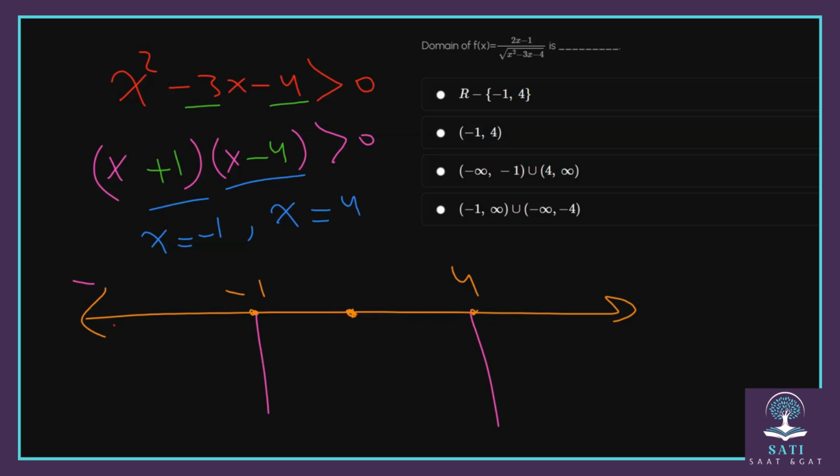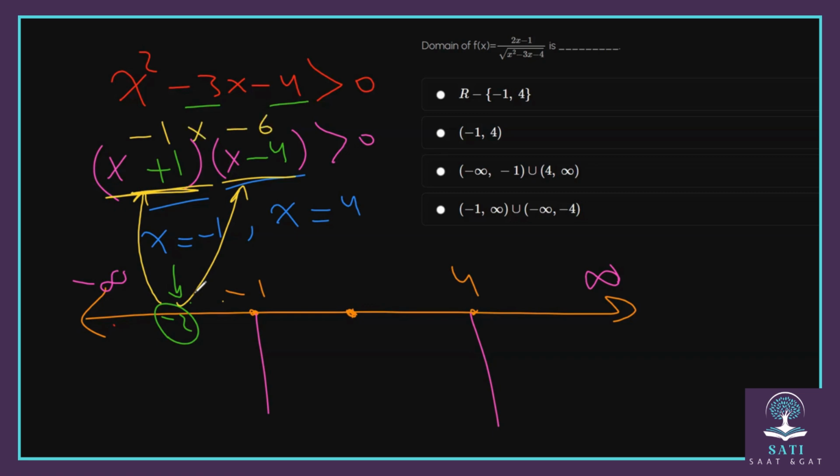Here I take a number. This side is negative infinity and this side is positive infinity. So I take a number in this area. It has to be less than negative 1, so I'll take negative 2. I plug negative 2 in place of x to see if it gives a number greater than 0. Negative 2 plus 1 is negative 1, and negative 2 minus 4 is negative 6. Negative 6 times negative 1, is it greater than 0? Yes. So this number is possible, which means any number in this region can be in the domain.